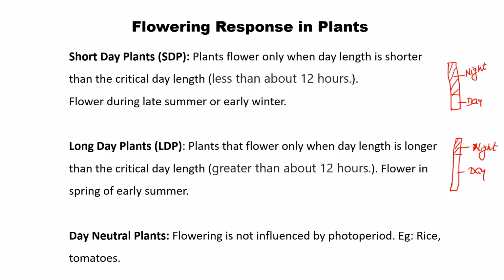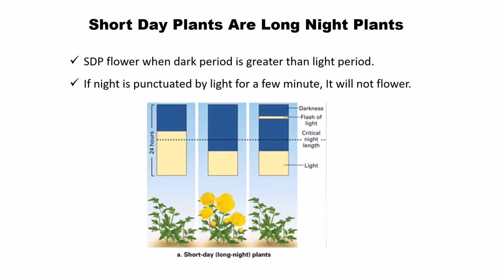So short day plants are also known as long night plants, and long day plants are also known as short night plants. Do you know who is deciding flowering? Who is influencing flowering, night or day? Is it dark or light? Of course, it is dark. The dark period is influencing flowering. You have to remember that. If I say short day plants, then you have to remember long night plants. Short day plants are long night plants.